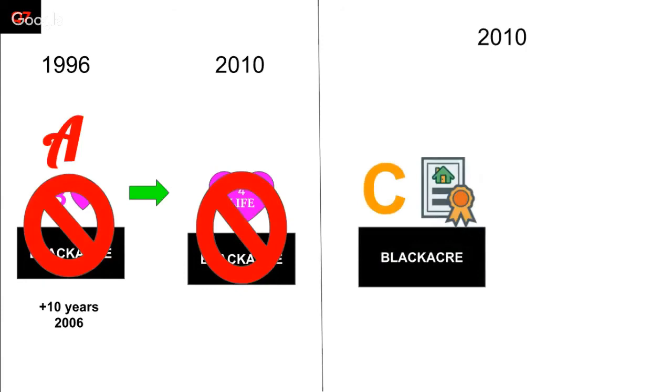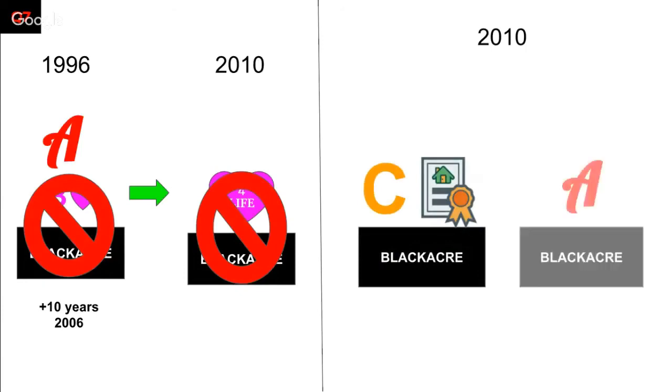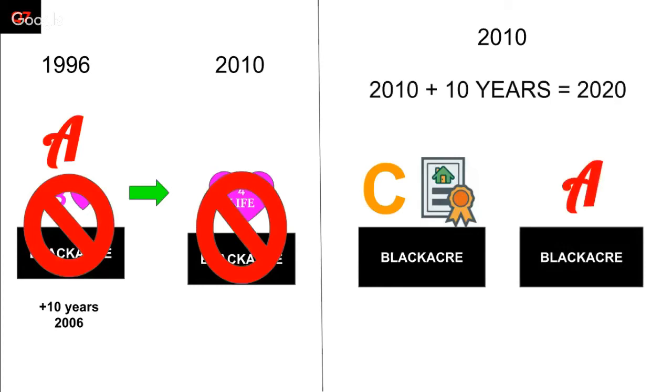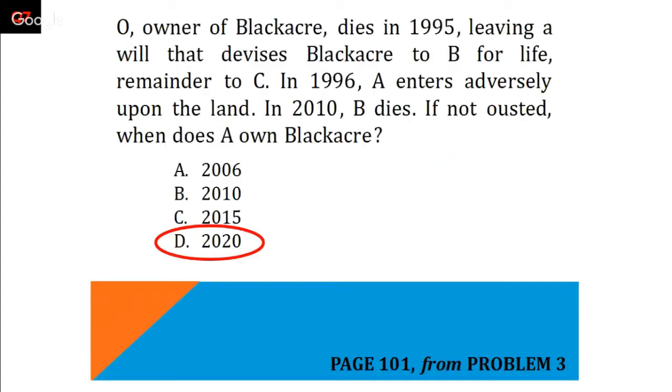A only had a life estate. So in 2010, even though C is awarded the remainder, A is still adversely possessing the property. So if this continued and A wasn't ousted from the property in 10 years, in 2020, A would be able to receive title through adverse possession. So the answer should be D, 2020.